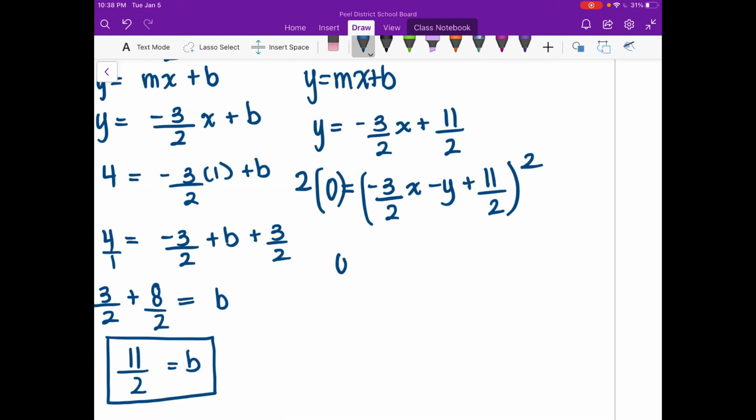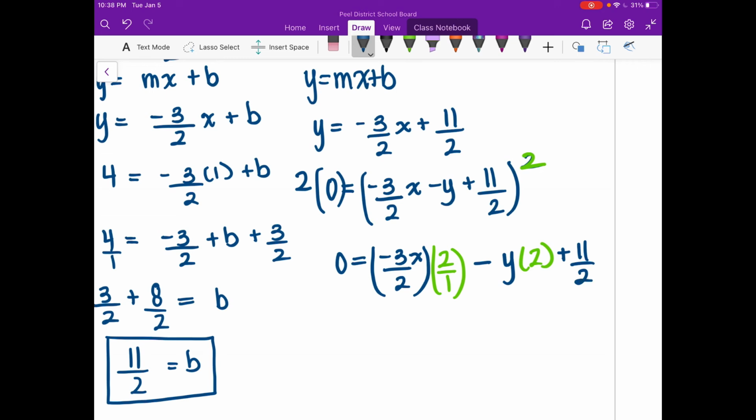2 times 0 is just 0. Negative 3 over 2x. And I'm just going to put the 2 in this green so that we don't get confused. Minus y, and I'm going to put it in green here, times 2 plus 11 over 2 times 2 over 1. Right, so let's start crossing things out. 2 and 2 can be crossed out, so I'm left with negative 3x over 1. So I'm going to put that as negative 3x over 1. I can just leave it.